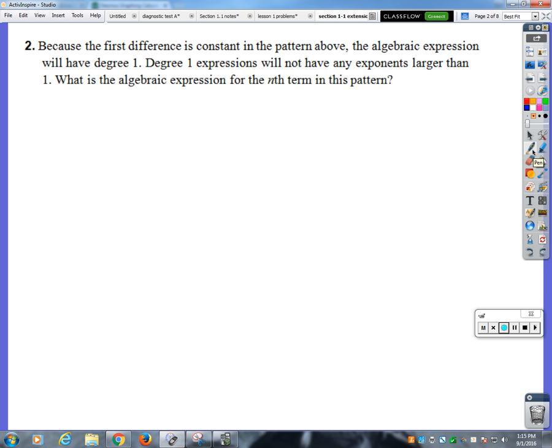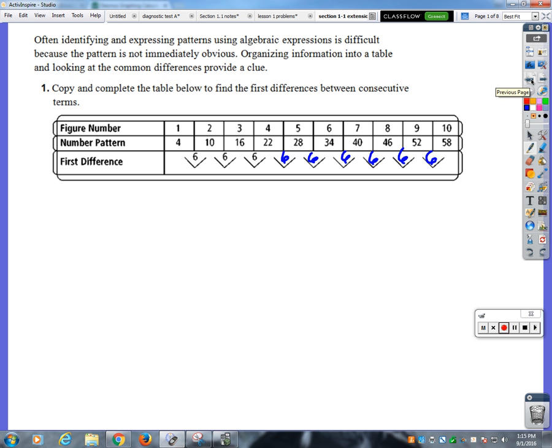So since all of them are 6, it'll be multiplied by 6. Because the first difference is constant in the pattern by the algebraic expression. Okay, so I see what you're saying. So you're saying since they're all going up by 6, then to get these numbers you have to multiply all of those by 6. Okay, good. You see what he's saying?